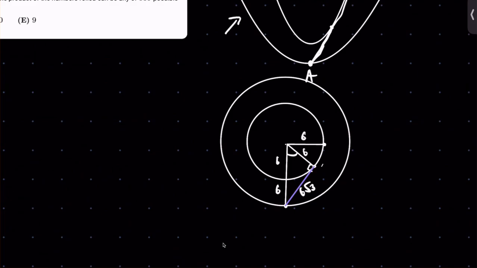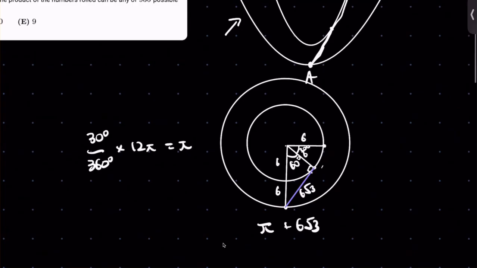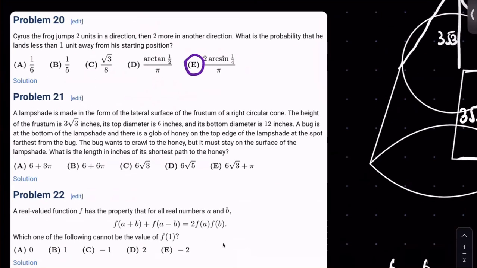And since we know that this is 60 degrees by 30, 60, 90 again, then this is 30 degrees, and we can find this arc by doing 30 degrees over 360 degrees times the circumference, which is 12 pi, giving us pi. So our total length will be pi plus 6 root 3, and that is answer choice E.